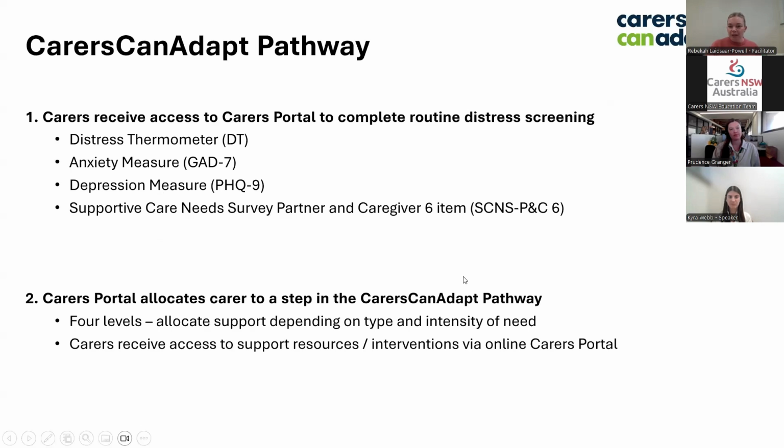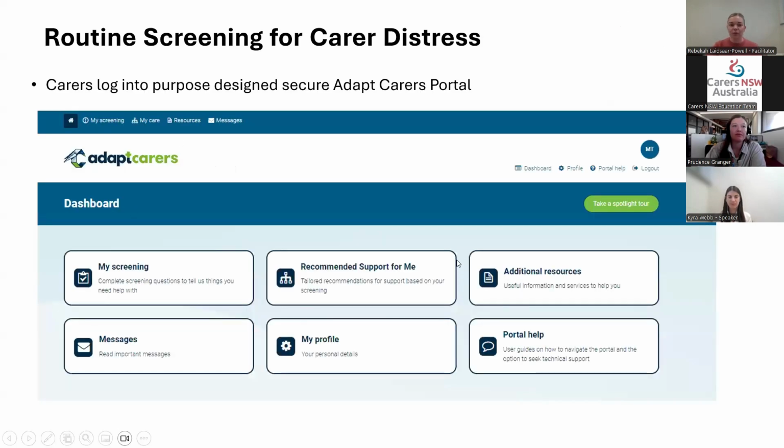What the pathway consists of is that carers receive access to a portal where they complete routine distress screening. Some of these are what we've talked about today: the distress thermometer, the GAD-7, the PHQ-9, and then what Rachel was just talking about, the Supportive Care Needs Survey 6-item screener. The back end of the portal then allocates a carer to a step in this pathway, where we have four levels depending on the carer's level of need. So they log into this purpose-designed, secure portal and complete the screening.